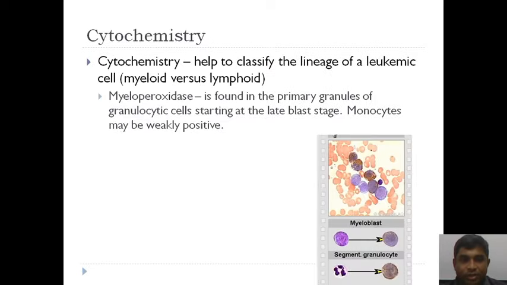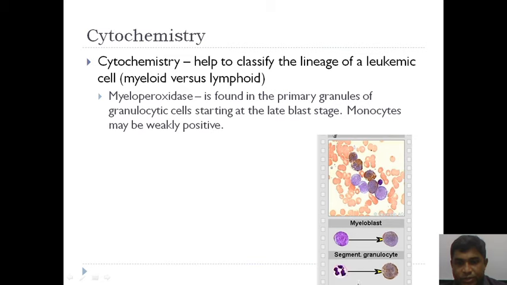So what are the lab investigations we do? First we start with cytochemistry. Cytochemistry is the one where special staining identifies the particular lineage. The commonly used staining is the myeloperoxidase staining. Myeloperoxidase is a primary granule found in late blast stage, which is characteristically positive in myeloblasts, usually absent in monocytes, and almost always absent in lymphoblasts.